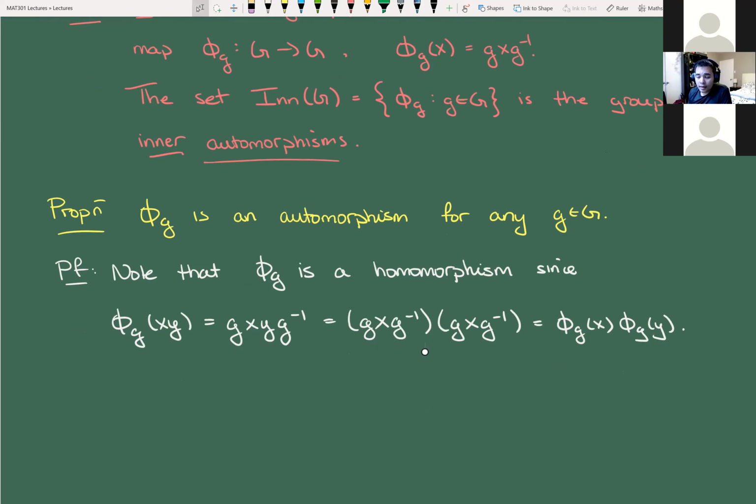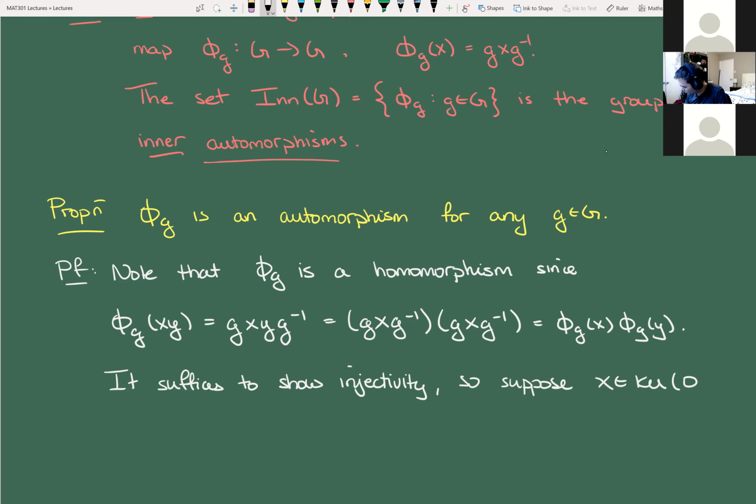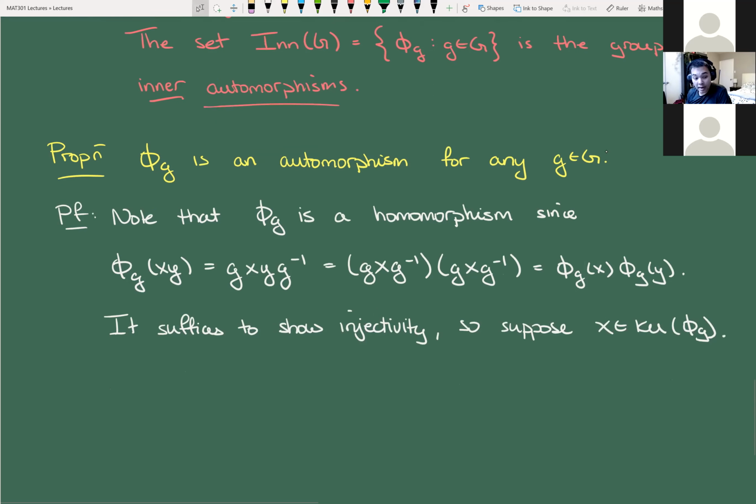And now we just need to check that it is either injective or surjective. I think injective here is really, really easy, namely show that the kernel of phi g is trivial. So it suffices to show injectivity. So we want to show that its kernel is trivial. So suppose that x is in the kernel of phi g, right? And I want to show that x is the identity.